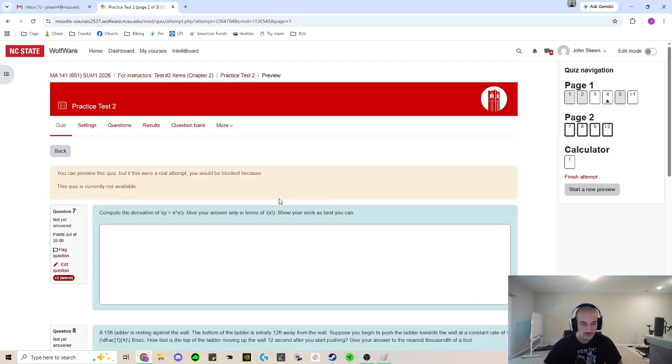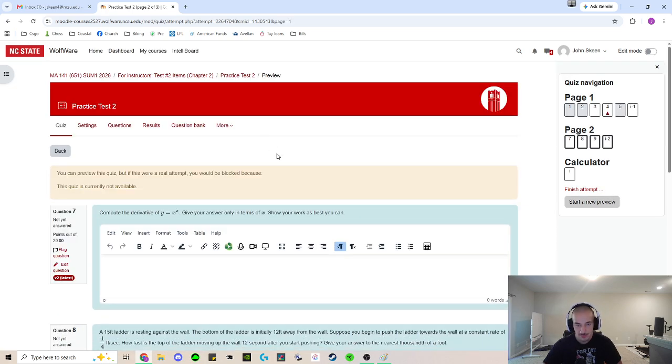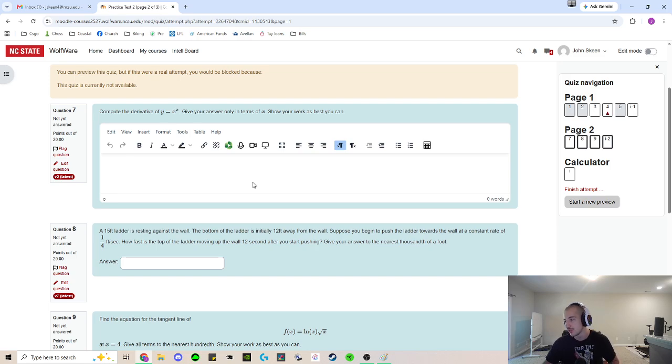Okay, let's get into our second page. You can expect the format to be pretty similar to the last test, right? They're going to be fairly similar in terms of how many questions, stuff like that, how it's graded. But yeah. Okay, compute the derivative of y equals x to the x.